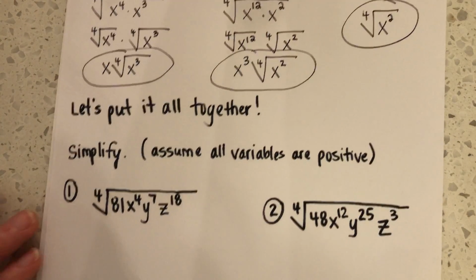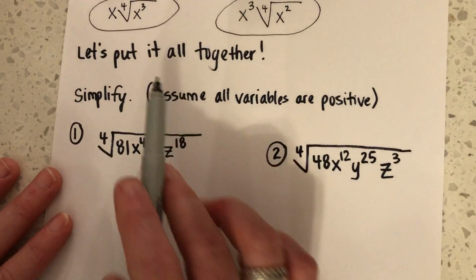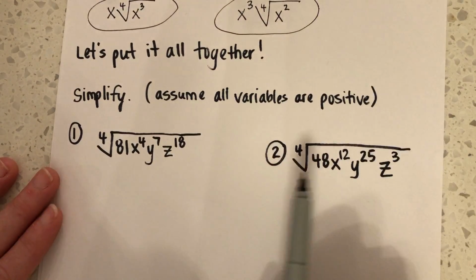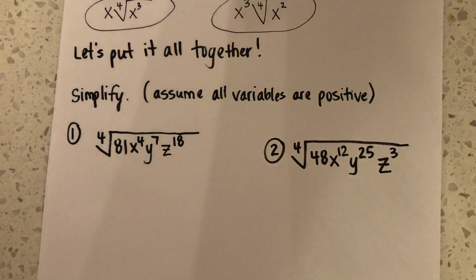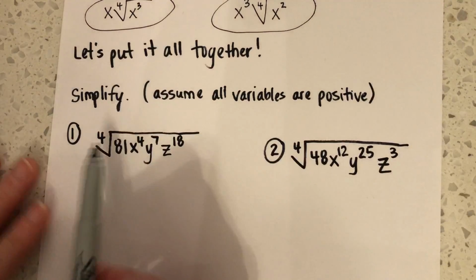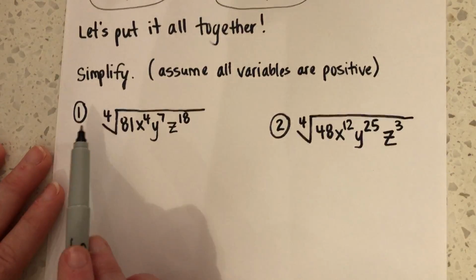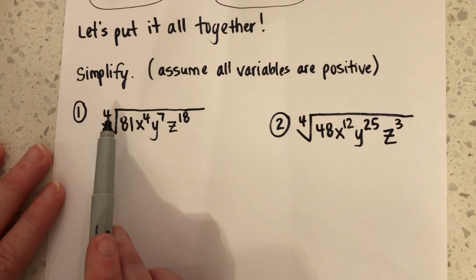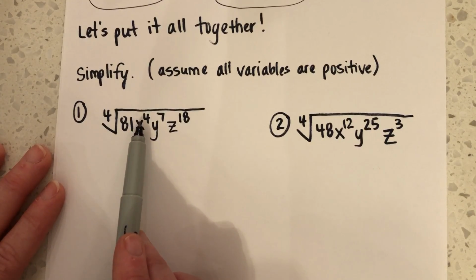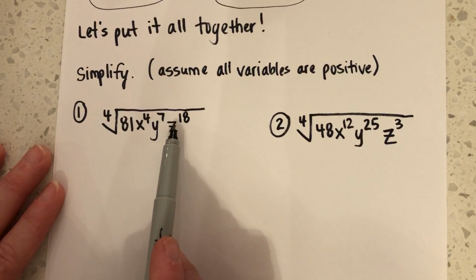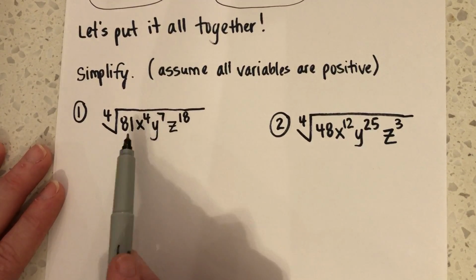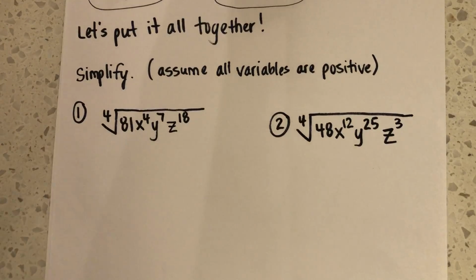All right, let's put it all together with our 4th roots. Let's simplify these expressions. Assume I don't have to worry about any plus or minus signs or absolute values. So just don't worry, just go with what you know. What if I asked you to simplify the 4th root of 81 x to the 4th y to the 7th z to the 18th? Well, everything is attached by multiplication, right? There's no adding or subtracting messing this up.